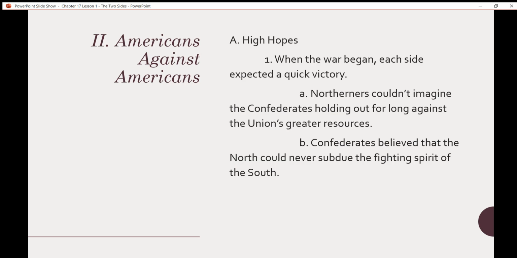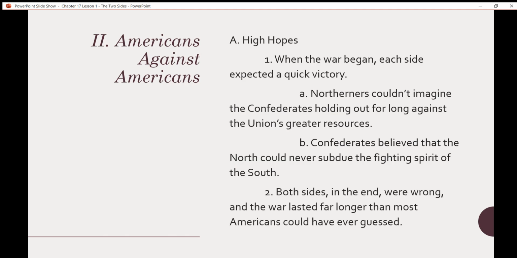because you had this high sense of courage and this high sense of eagerness to defend what they're standing for on both sides, not just one side over the other. That ultimately would end 4 years later, and as I mentioned before, with 600,000 lives being claimed. Both sides in the end were proven wrong, and the war lasted far longer than most Americans could have ever guessed.